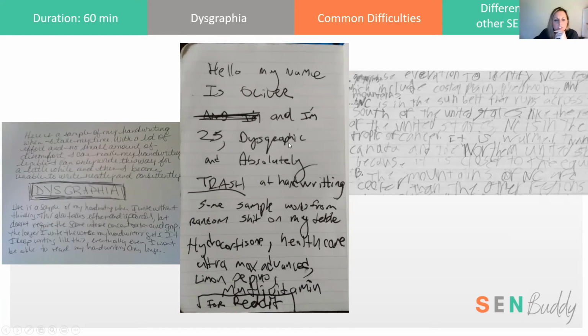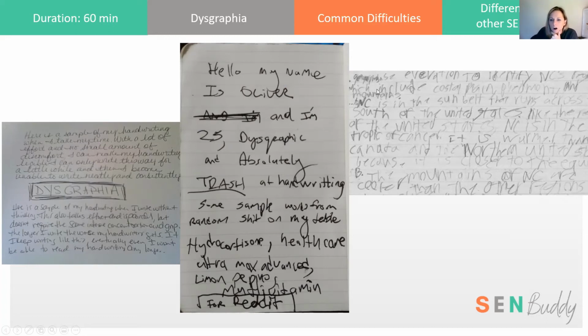This one in the middle: hello, my name is Oliver. I'm 25. I'm dysgraphic and absolutely trash at handwriting. So this is probably more reflective of somebody with true dysgraphia. See how it's difficult for them to stay on the line? They're going above and then below it. If this was a pupil at school and we didn't know about dysgraphia, or at least bear it in mind, I would be thinking this child is either making absolutely zero effort in presentation, or maybe there's some dyspraxia in there as well. You would be worried a bit about this, wouldn't you? But the fact that they're saying they're dysgraphic makes you think, okay, that makes total sense.